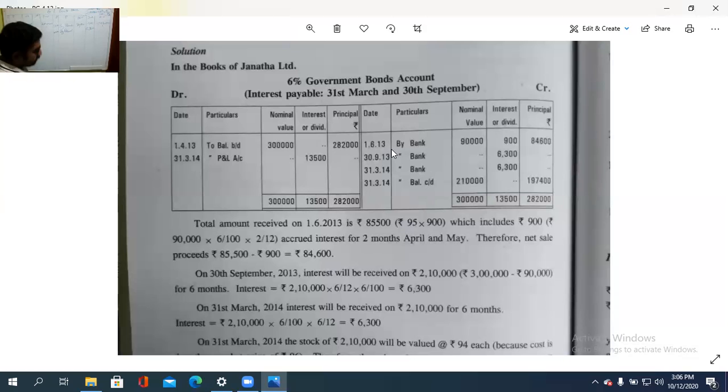Like the same, on 30th September and 31st March, 31/3/14, same by bank 6,300, isn't it? Then take the balance, by balance carry down. Here 3 lakh, here it is 90,000. So 2,10,000. So this is 3 lakh.